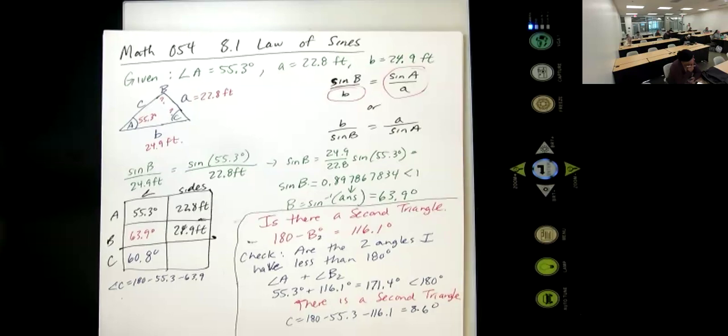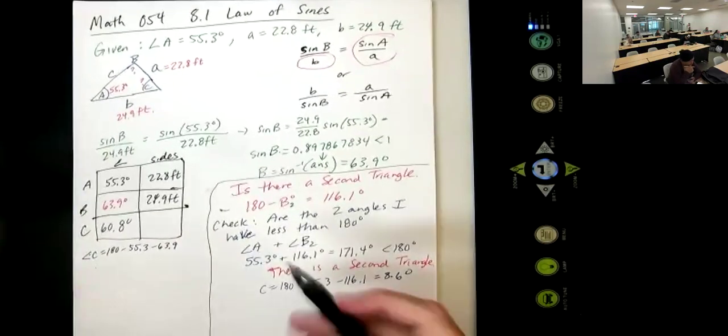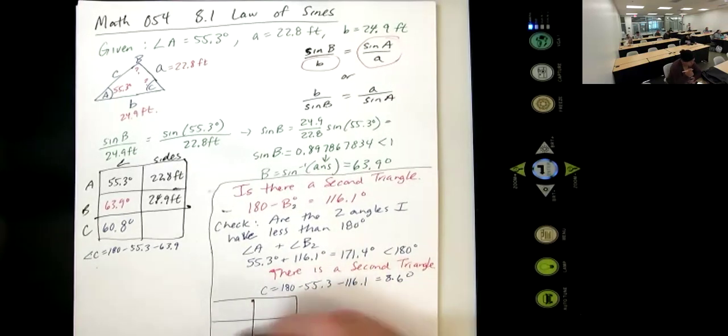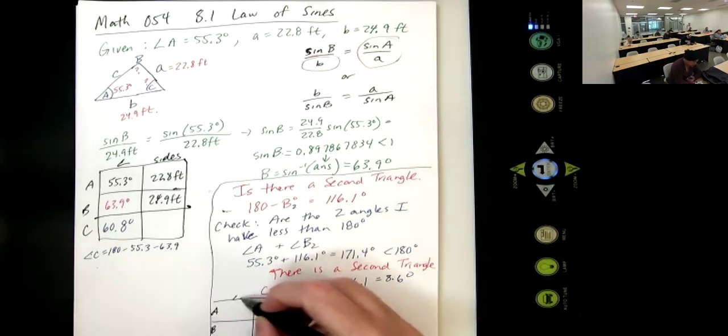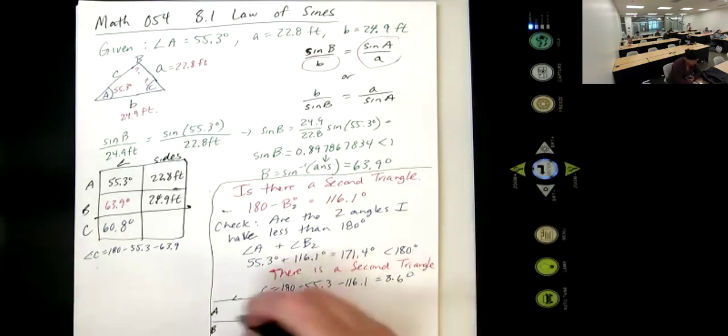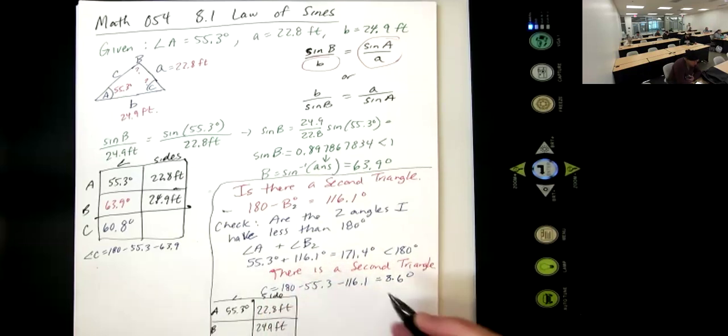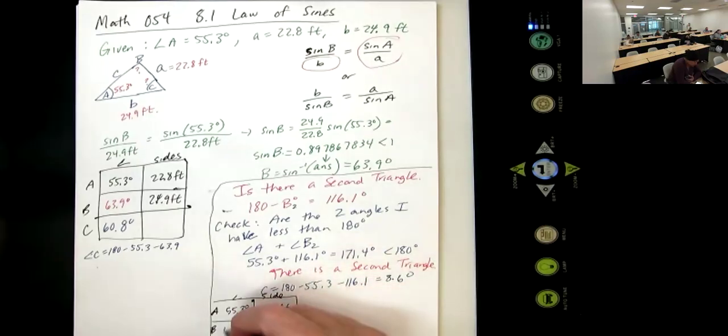So maybe I should make a chart for my other information: A, B, C, angle and side. We have 55.3, 22.8 feet, 24.9 feet. Calculated on this one, we have 116.1 degrees and 8.6 degrees.